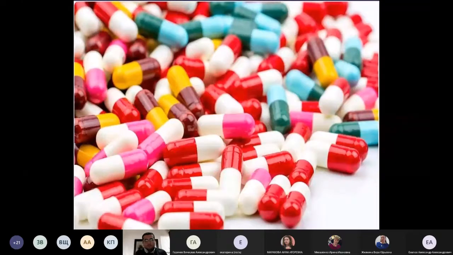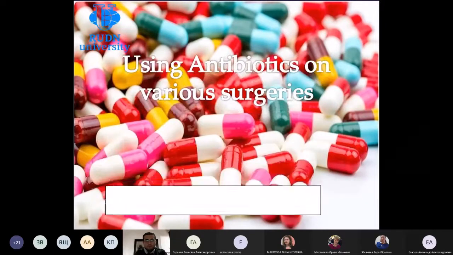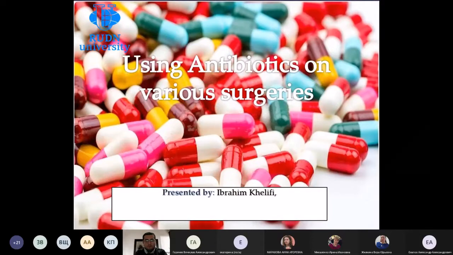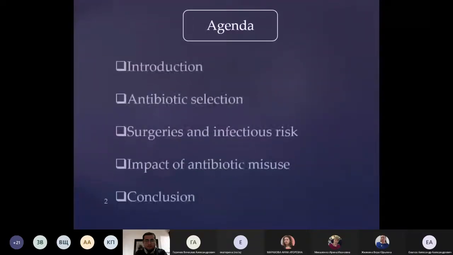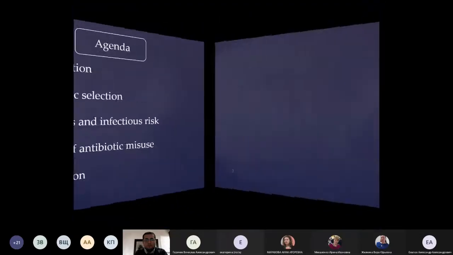Permit me to introduce you to our today's talk about using antibiotics in various surgeries with my dear colleague, Dr. Mikhail Shahada. We'll be following this agenda. I will be doing the first half of the presentation, and Dr. Mikhail will do the remaining.